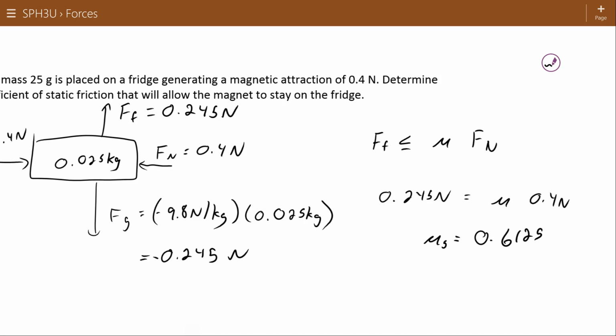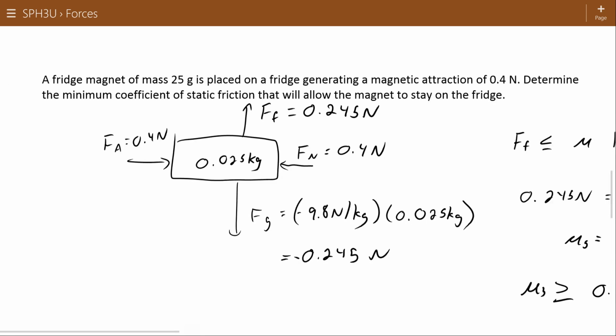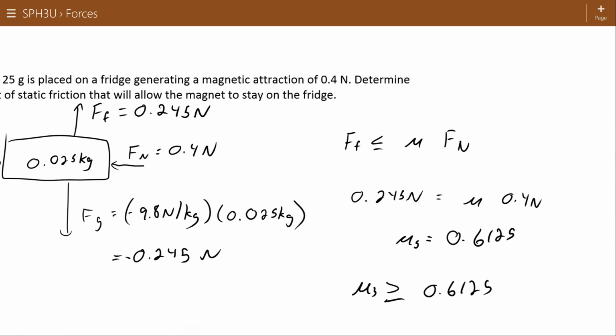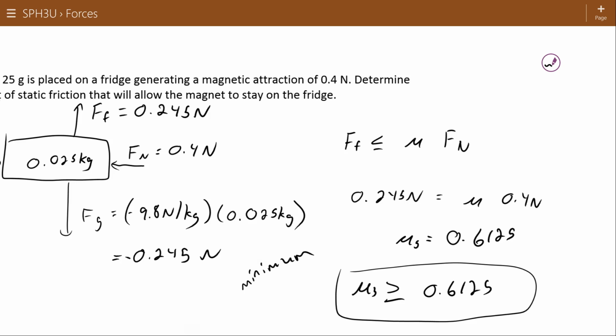Keeping in mind, though, any coefficient of friction that's greater than that will also keep the object on the fridge. So the question says, what is the minimum coefficient of friction? Well, if the coefficient of friction is bigger than 0.6125, then the force of friction you're going to see is going to be bigger than that. And as a result, this value right here represents our minimum. So that's static friction. And we'll go on to kinetic in the next video.